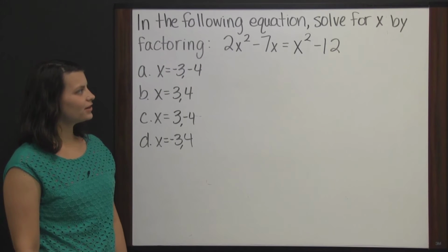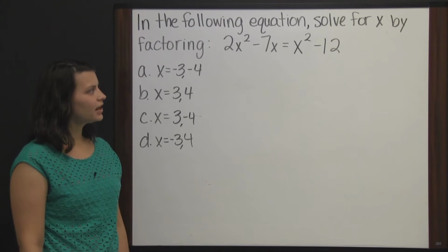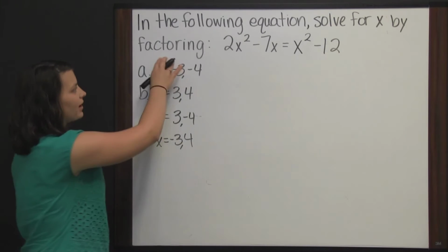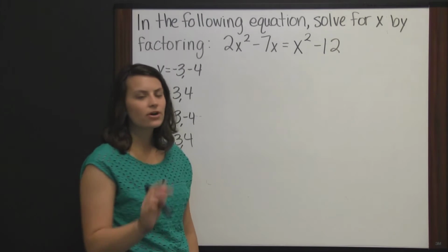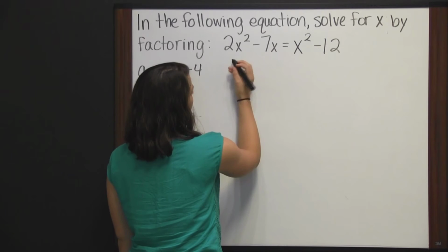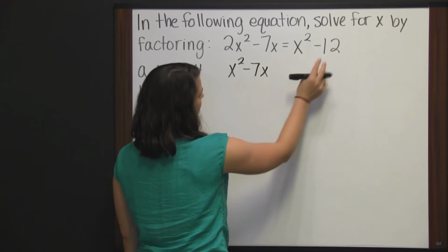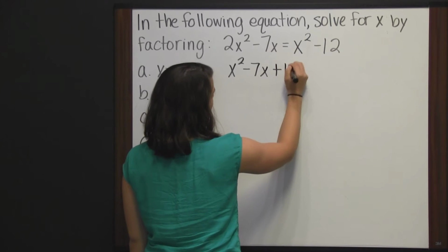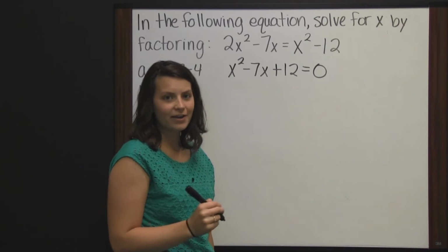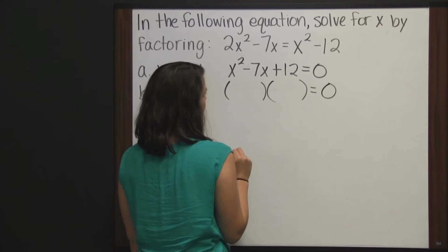In the following equation, solve for x by factoring. 2x squared minus 7x equals x squared minus 12. In order to factor, we need to get all of our terms on the same side. So that means subtracting an x squared from both sides so that we have x squared minus 7x, and then adding 12 to both sides. So now this is plus 12 equals 0. Now we're ready to factor. So I have a binomial and a binomial equals 0.